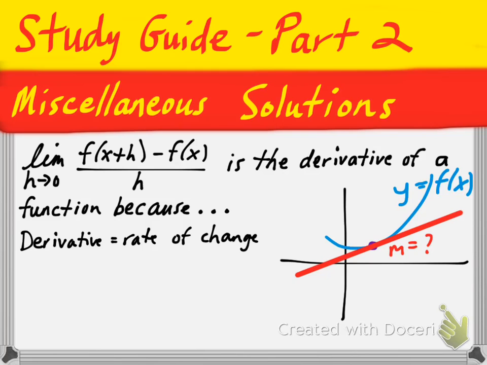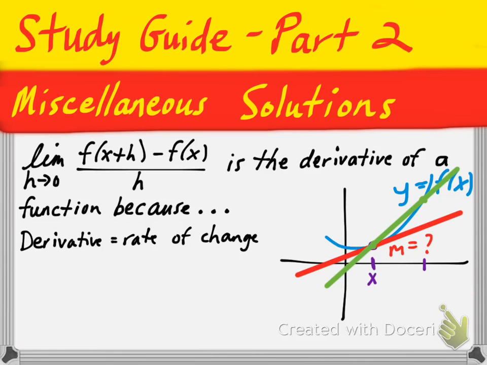In the past we have found slopes of secant lines, where we were given 2 points on the graph. We can draw a line through those 2 points, and it's easy to find the slope of that line because we have 2 points. It's just rise over run. Well, that's where we get this expression from.